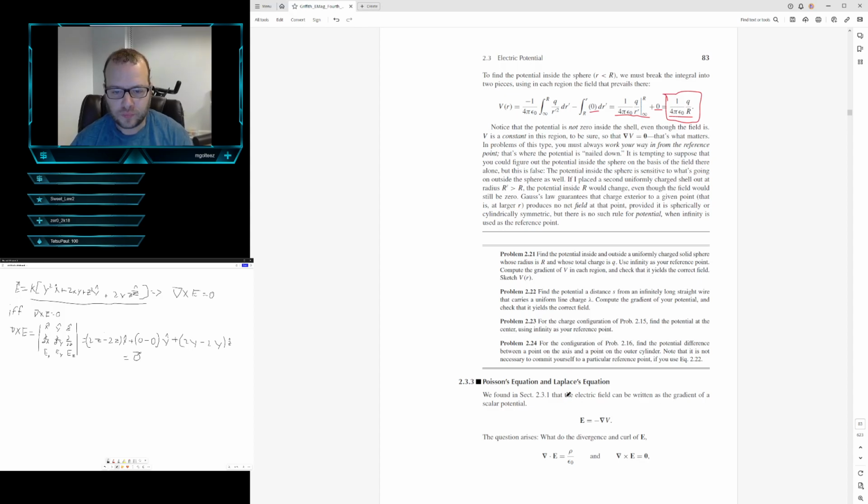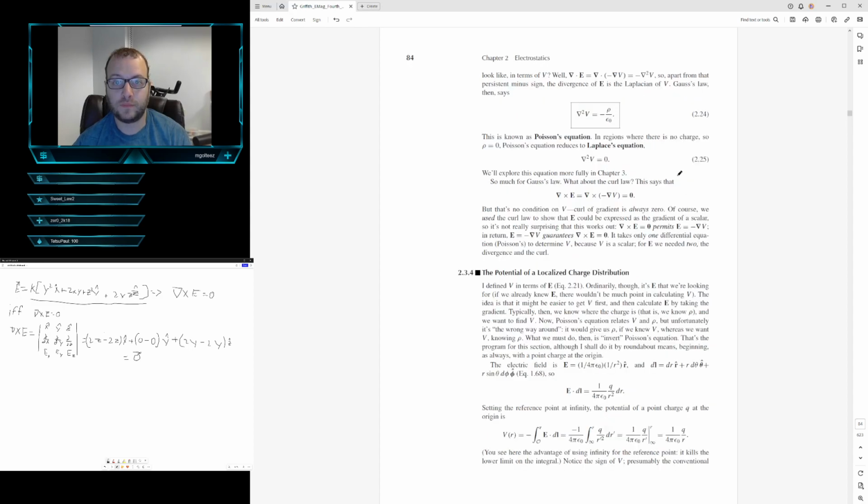So the electric field is the negative gradient of some scalar potential. Let's plug this into here and into here. So we have del dot del, negative del dot V, which is equal to negative del squared V.